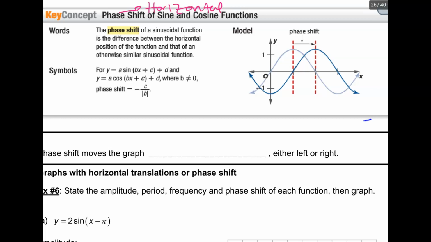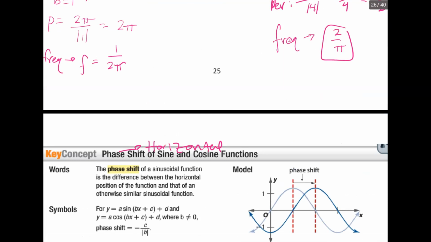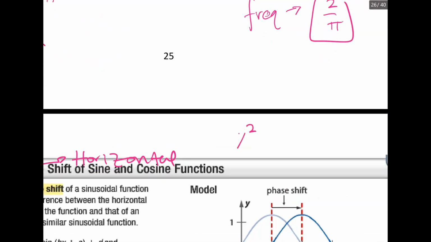Remember how we did a vertical shift? If I just add a number at the end, it's just going to move it up and down. It's kind of like if you had x squared versus x squared plus 2. How do those two graphs compare? Everything shifts up by 2.